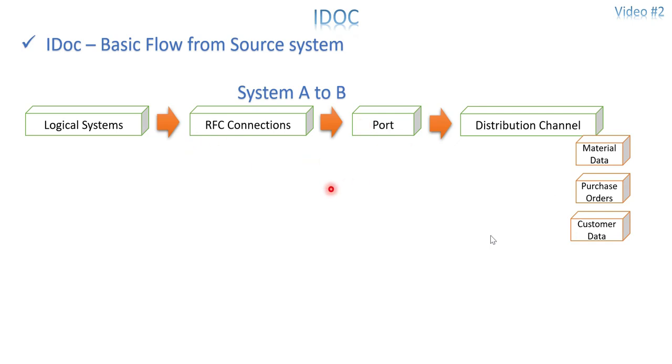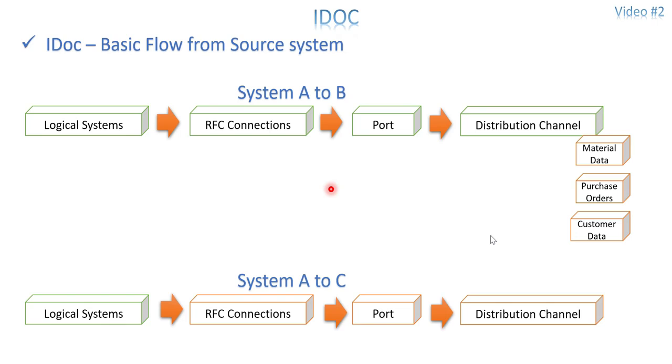If the requirement is system A to C, because the target system itself is changing, then you have to start from your RFC connection. Anyway, the source system logical system is the same. You might have to create a different logical system for your other target system, then create the RFC connection separately, and a new port and new distribution channel. So the idea is that one communication channel is enough to send more than one different container, meaning different IDOC data, to the same target. I will show you an example also.